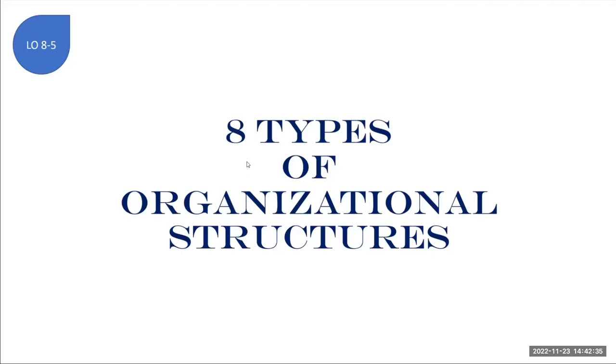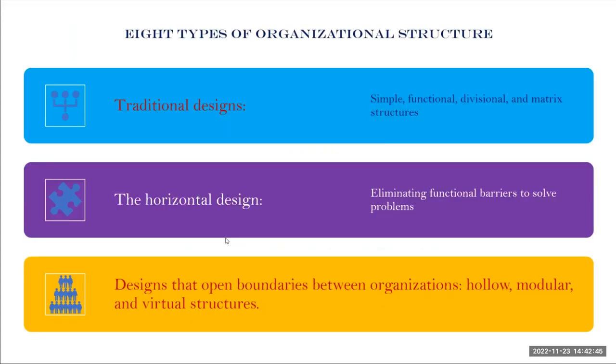Good morning, and today we will go over 8 types of organizational structures. Essentially, these are ways in which organizations are aligned. So the first four of them are traditional designs: simple, functional, divisional, matrix. The next one is a horizontal design, and we'll go over that. And the last three are hollow, modular, and virtual structures, right?